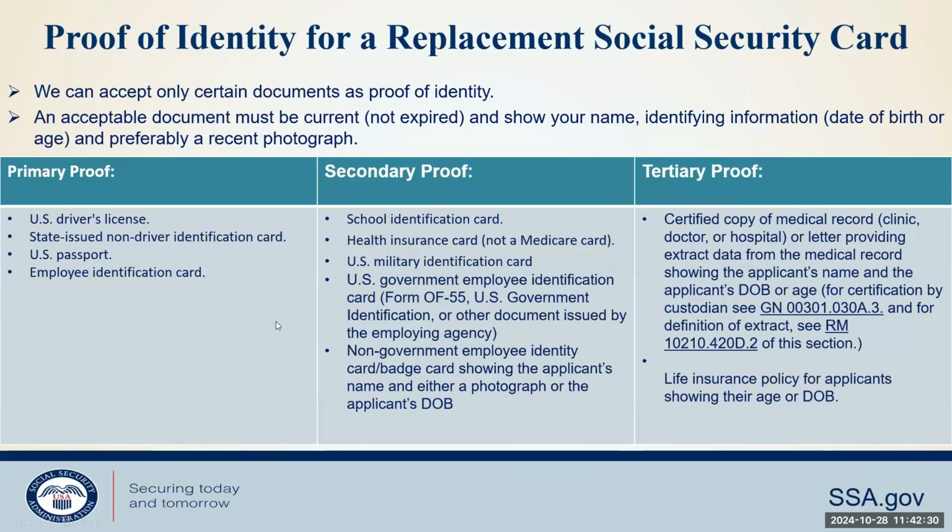So we first go with primary proof. This is evidence that we must have if you have it. A U.S. driver's license, a state ID card, a U.S. passport, or an employee identification card. We're looking for a name, date of birth, preferably a picture as well would be helpful.